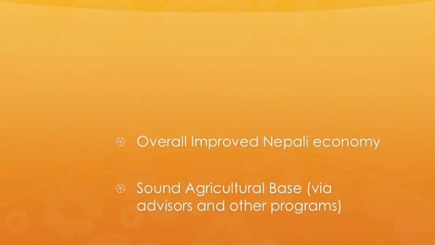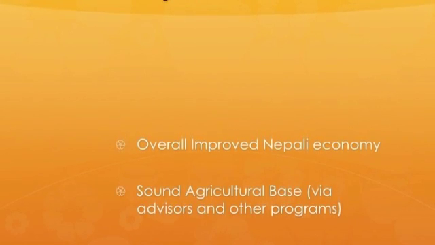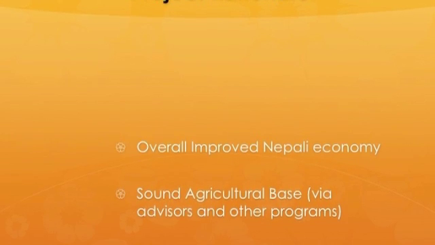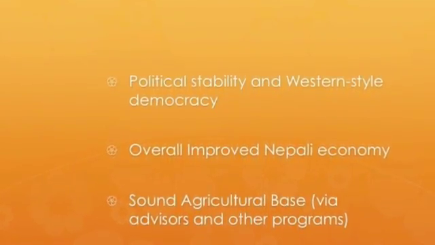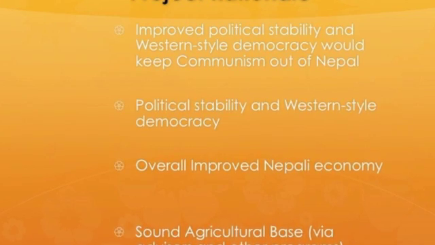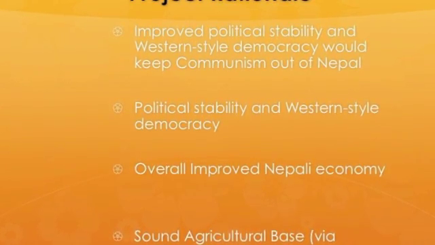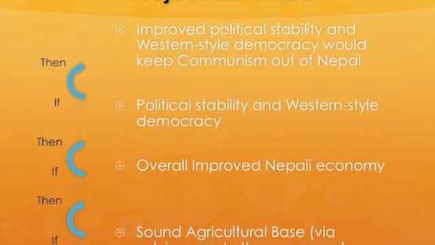Using advisors and various programs, they would create a sound agricultural base. That sound agricultural base would undergird and strengthen the whole economy of the country. The sound economy would then lead to political stability, which in turn would keep communism out of Nepal. There is a hierarchy between these different elements. If one, then the next. And all the way through this logic, there are assumptions being made.